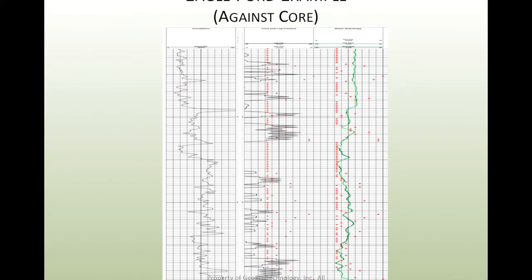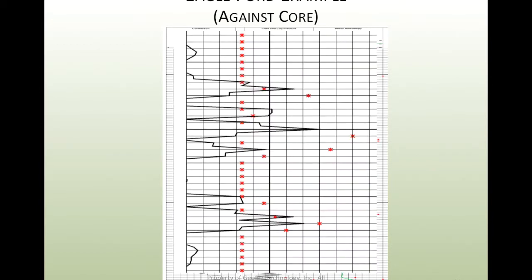So this was a blind test against core in the Eagleford. This was the full plot. On the left-hand side is the gamma ray. In the middle is our fracture identification. Then on the far right is the shear anisotropy. We did not calculate the shear anisotropy. That was calculated by a third party. We also did not have access to the core data until after we provided our fracture identification result.